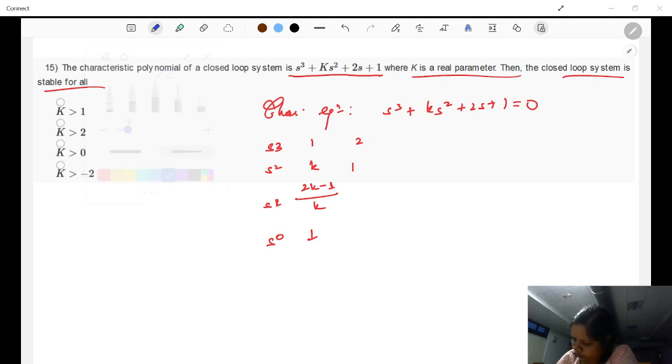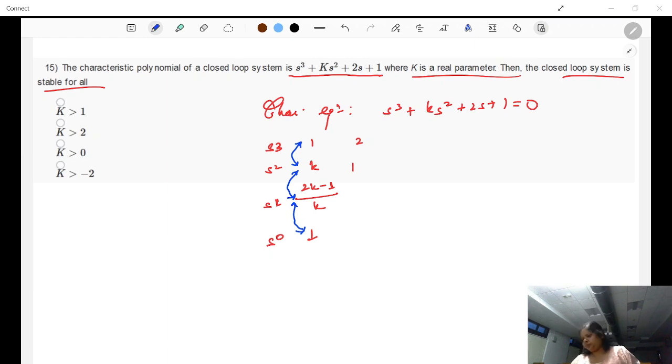So for the system to be stable, what we want is there should not be any sign change. So 1 was always positive. From here to here there should be no sign change. From here to here there should be no sign change. Here to here, no sign change.